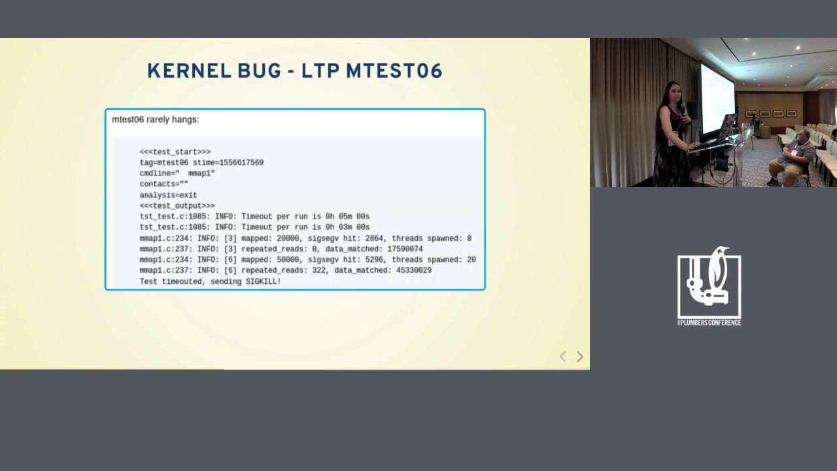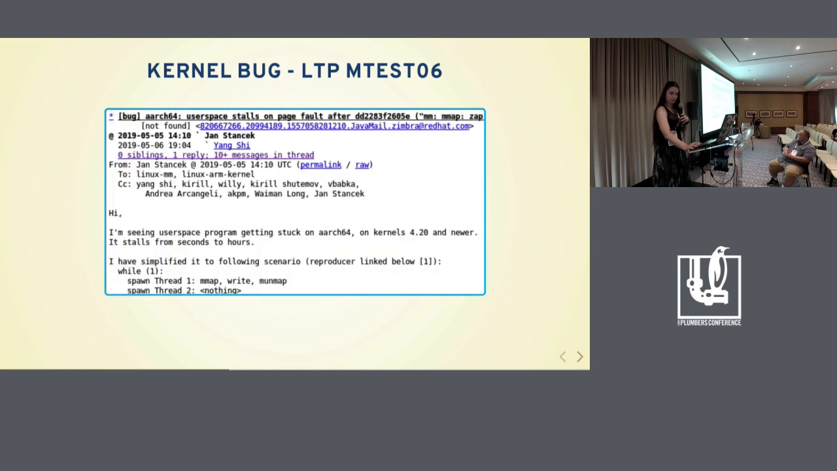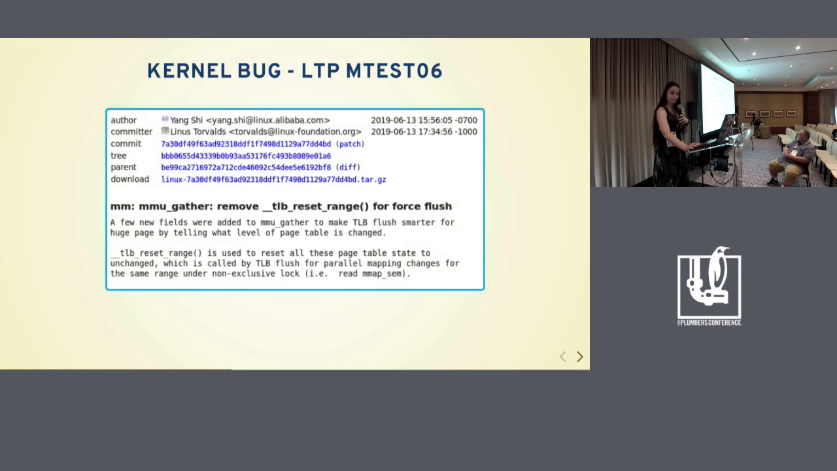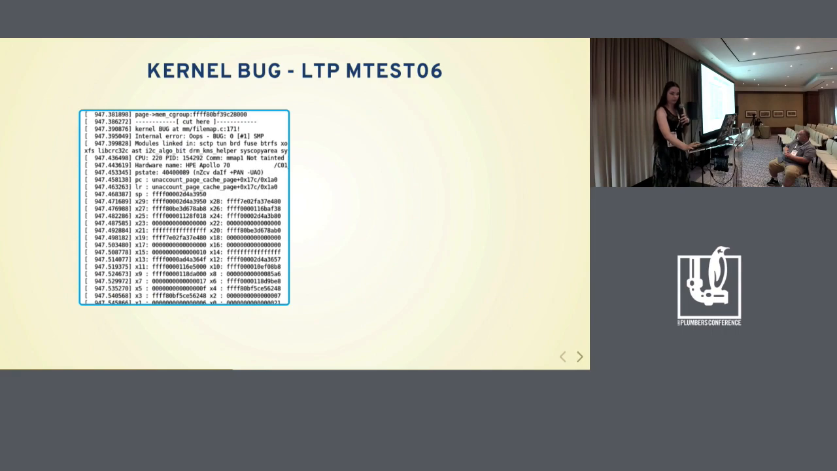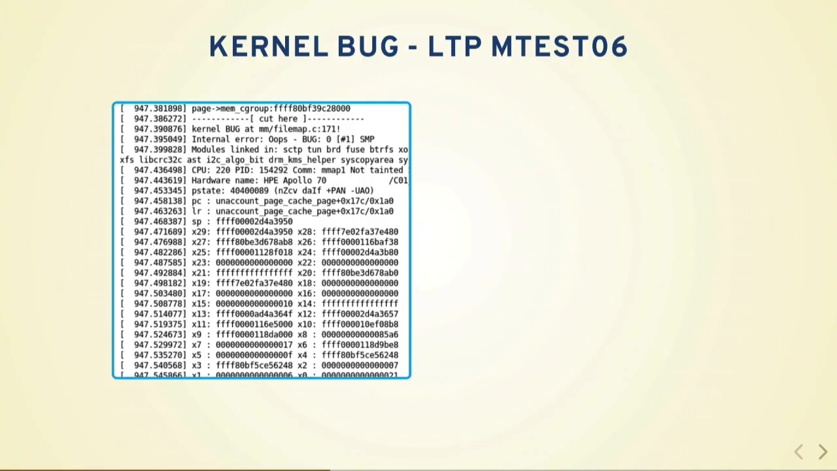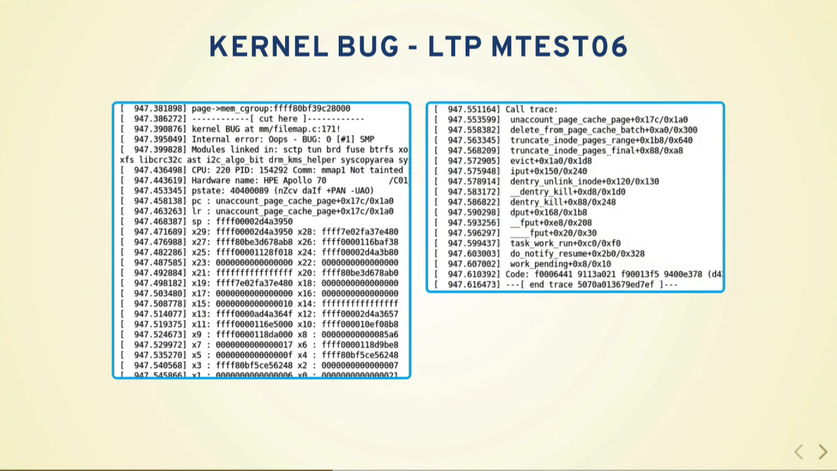Here you can see the patch that resolved that failure in the upstream tree. Here is another example of an LTP test, in this case mtest06, which started hanging. I think it was on kernels like 4.20 and higher. And this happens on ARM, actually. You can again find here the commit that fixed the issue.